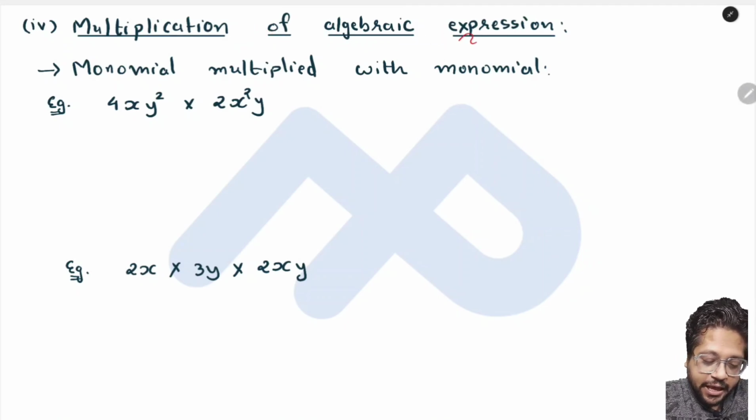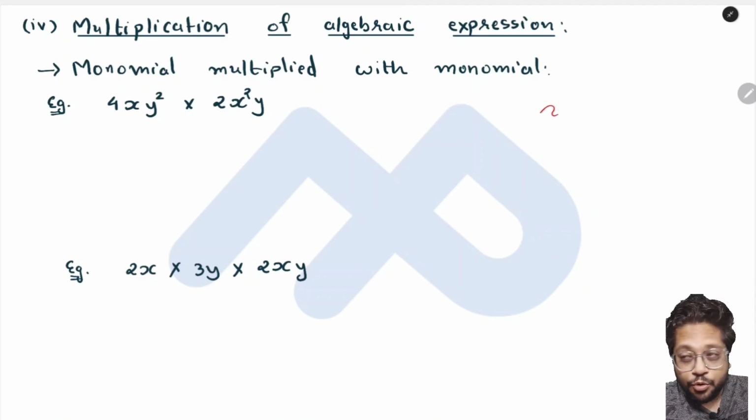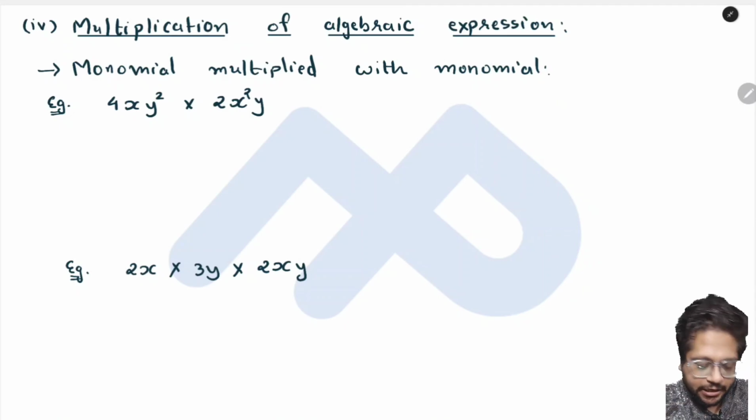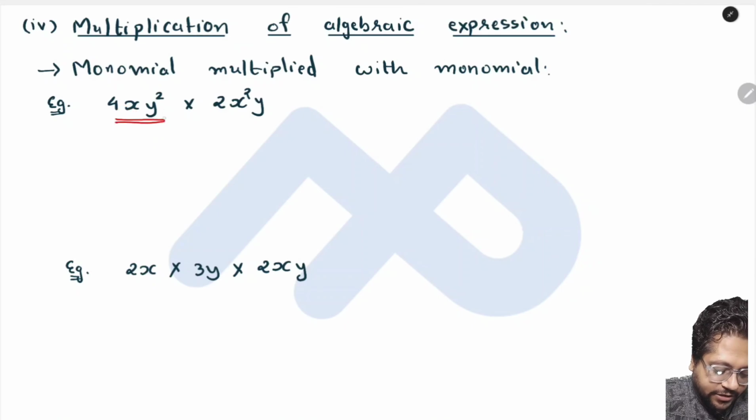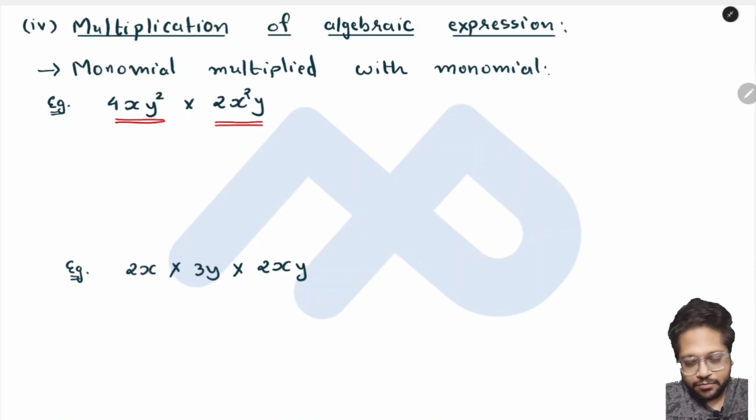Now, multiplying the algebraic expressions, I have divided this topic into several subtopics. First is how you can multiply a monomial by another monomial. Now what is a monomial? Mono means single, and a monomial is an algebraic expression with a single term. You can see here in the question that 4xy square is a single term polynomial, and I want to multiply it with another monomial, that is 2x square y.